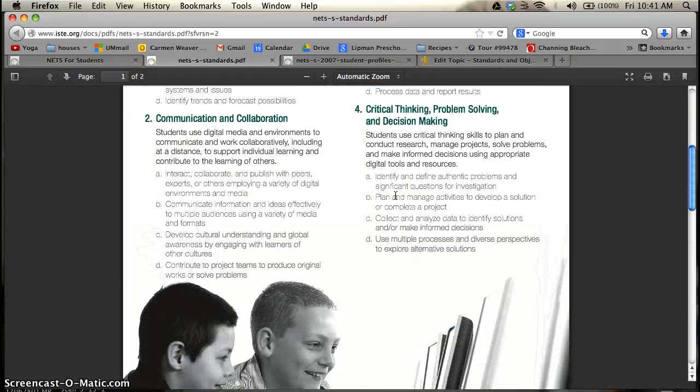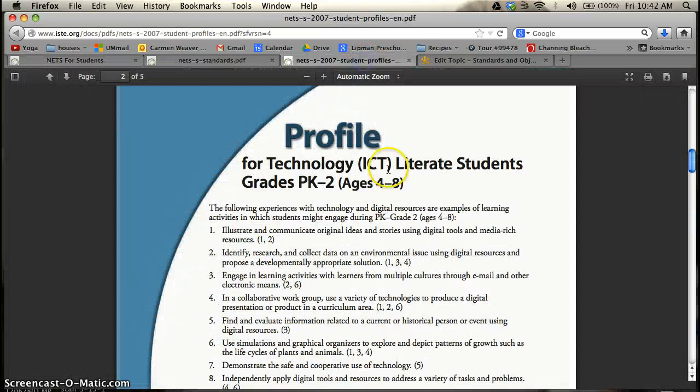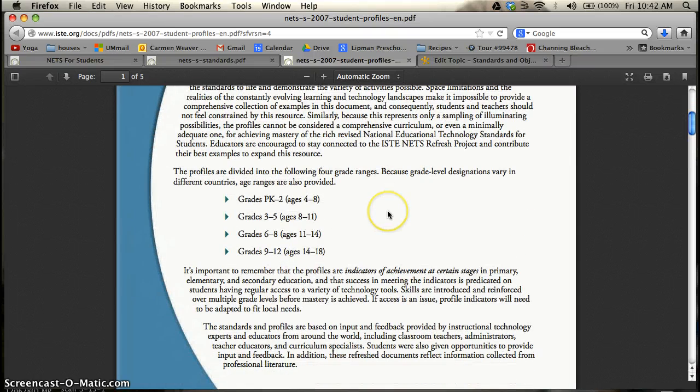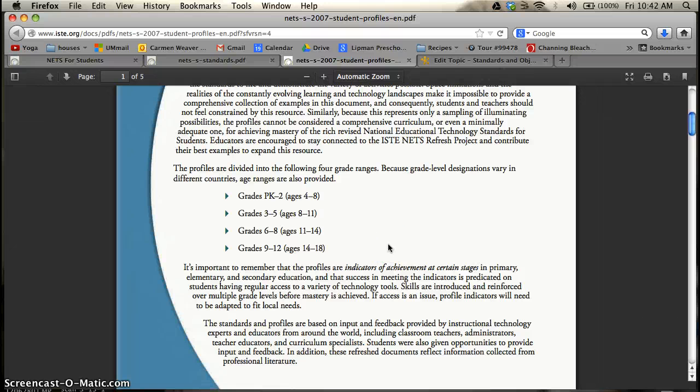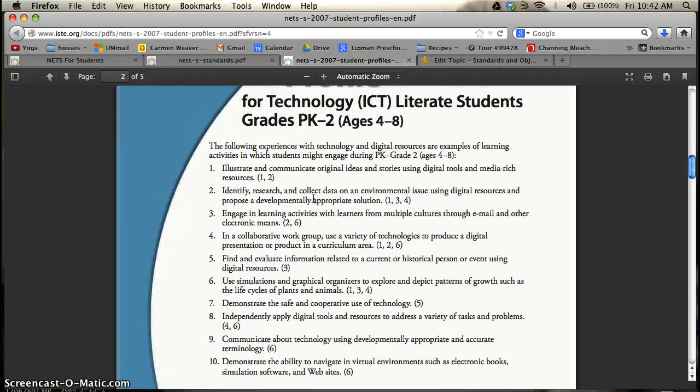So how do you know at what grade level what the students should be able to do? Well, back on this page you also have the profiles, and if you look at the student profiles, this tells you what the students need to be able to do at each grade level, and it's chunked into 4 groups: pre-K through 2nd grade, 3rd to 5th, 6th to 8th, and 9 to 12. So let's just look, for instance, at the first one, pre-K through 2nd graders. These are the things that they should be able to do with technology.